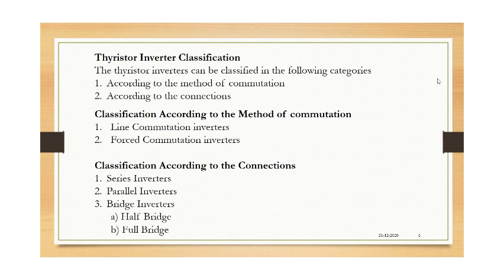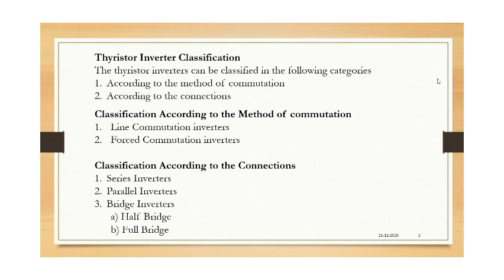Okay, then, classification according to the connections of these thyristors, the inverters can be classified as series inverters, parallel inverters, and bridge inverters. So based on how you are using these thyristors or SCRs in the circuit, whether the connection is series type, parallel type, or you are arranging the SCRs in a bridge fashion, the inverters are again classified as series, parallel, or bridge inverters. In bridge inverters, you again have the half bridge inverter and the full bridge inverter.